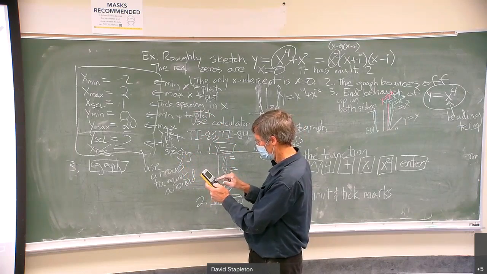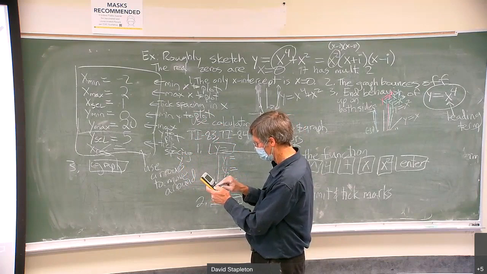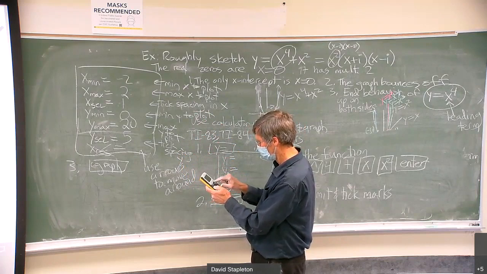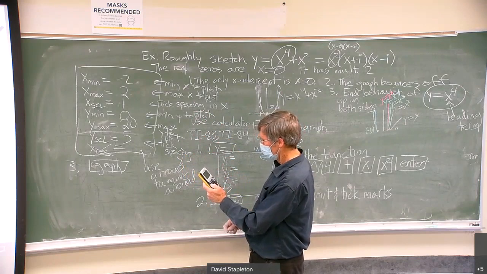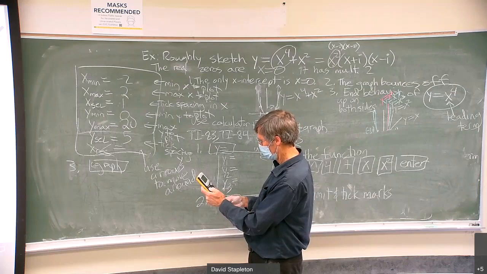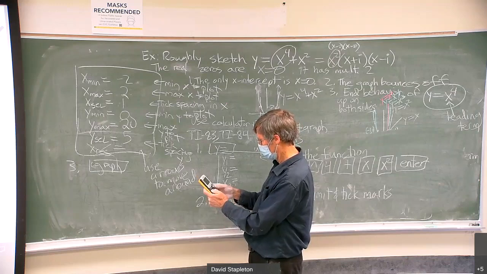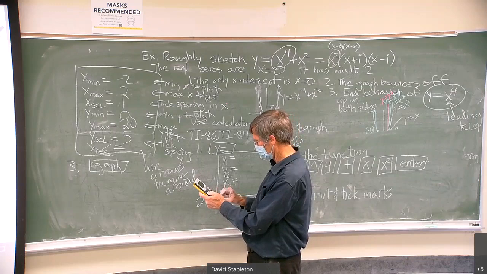Oh, I pushed square instead of x. All right, let's try that again. X. Must have hit an extra key. Now I got it, I think. Graph. That's strange. It's in some sort of strange mode.